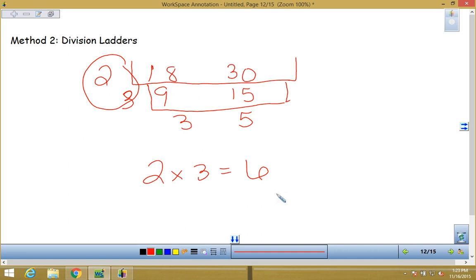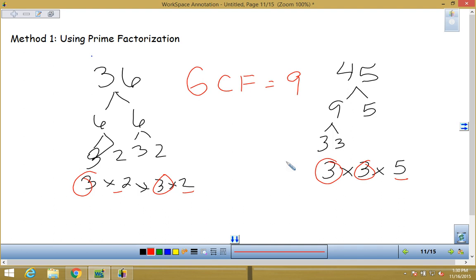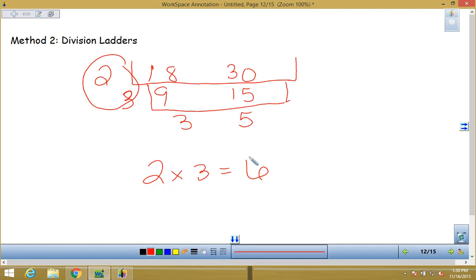Okay? So just like when we were looking at the prime factorization, we have these two numbers that we multiplied together, and we got 9. For the division ladder, we have these two numbers that we multiply together, and we get 6. Okay?